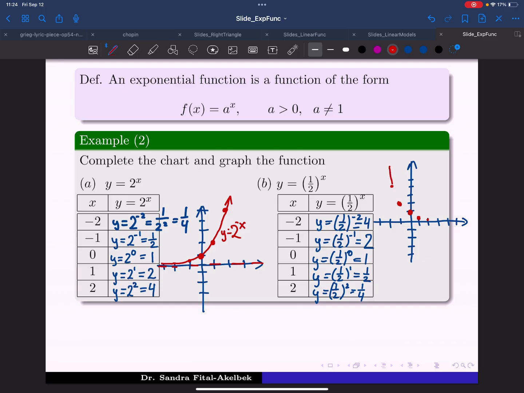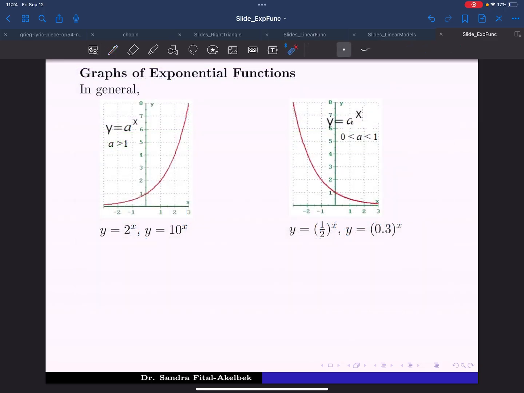So the graph looks like this. This is the graph y is equal to 1/2 to the power x, and it also has the asymptote at the x-axis. So a little bit above the axis the graph should go. So now we have the graphs of the exponential functions.